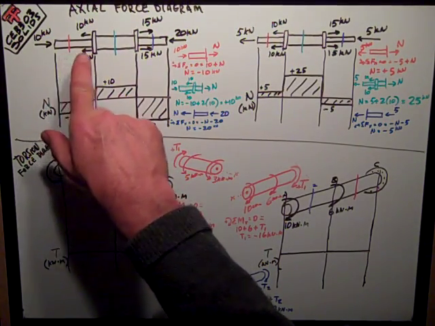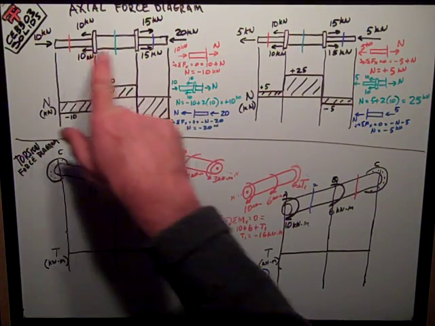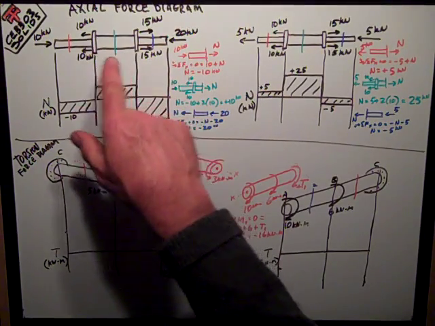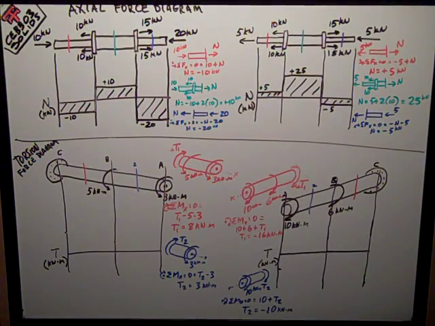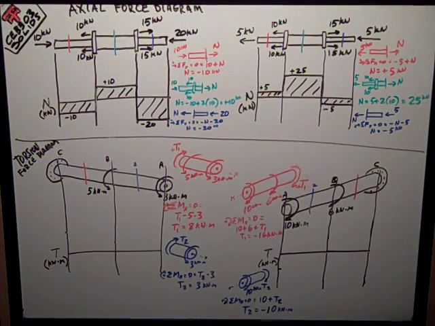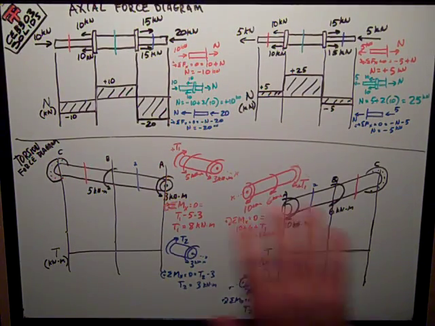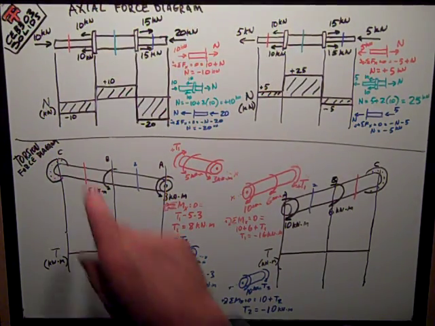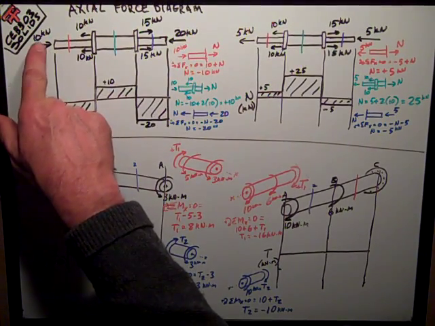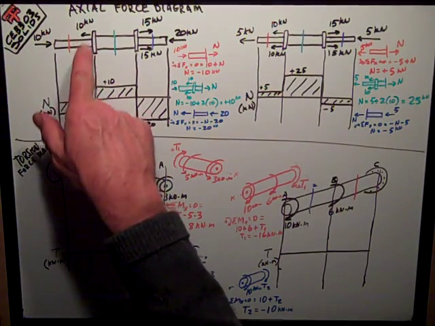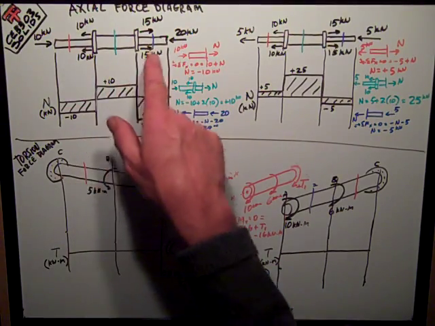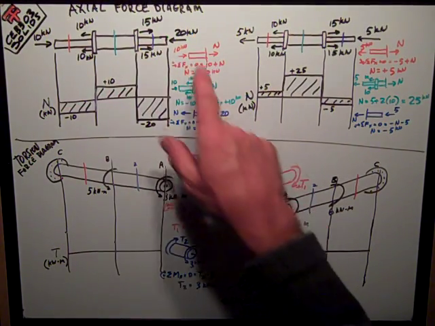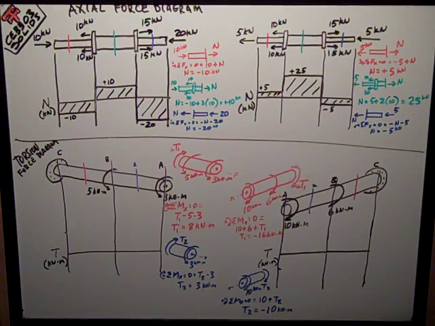We have these two setups. I have a bar with some collars on it where I can apply axial force in the length of the bar. So I have these 10 kilonewtons, 2 times 10 kilonewtons in the other direction, 15 kilonewtons to the right, 20 kilonewtons to the left.